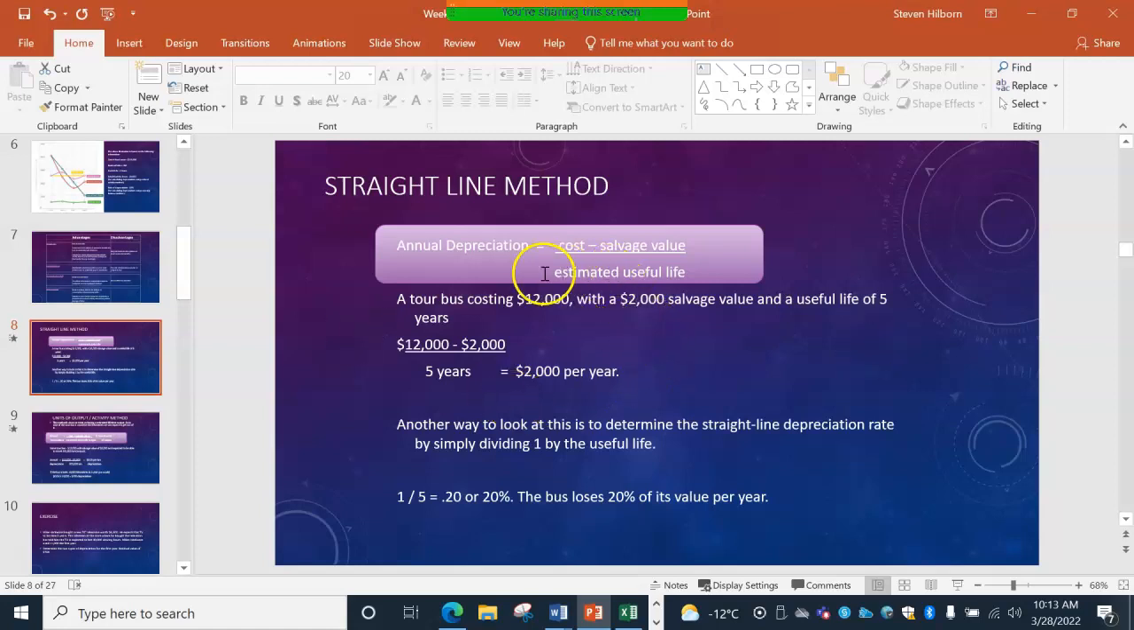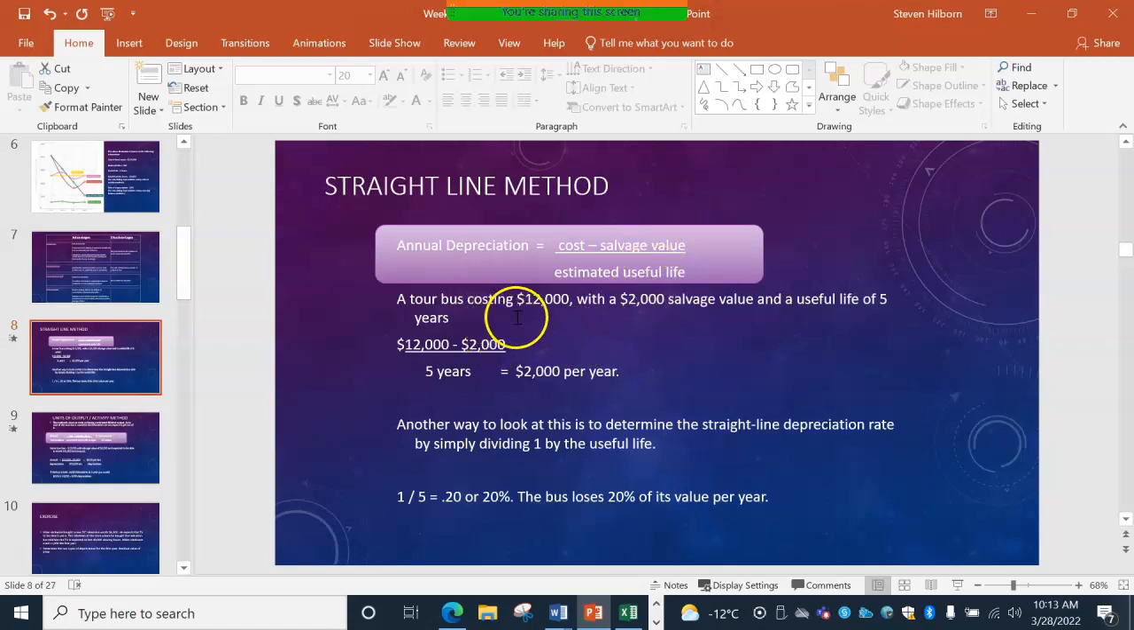So this first one here is the straight line method. We take our annual depreciation. So how much every year is it going to go down? We need three different numbers to do this. We need the original cost, what we think we'll get out of it at the end of its timeline, or end of its life, which we call the salvage value. So what do you think you're going to be able to sell it for? And then the estimated useful life.